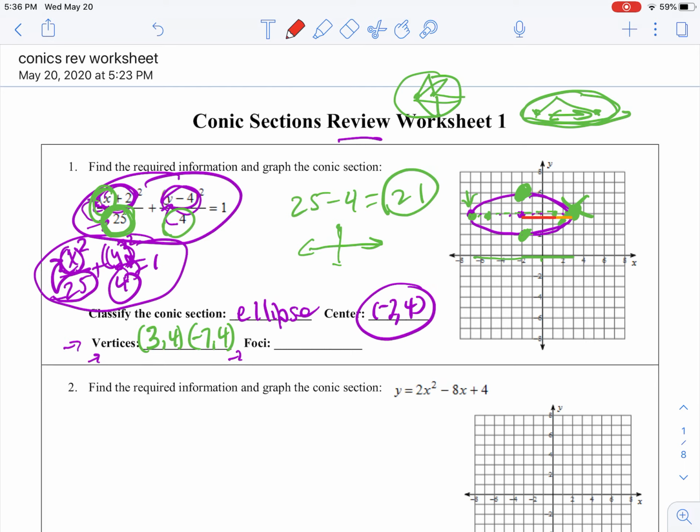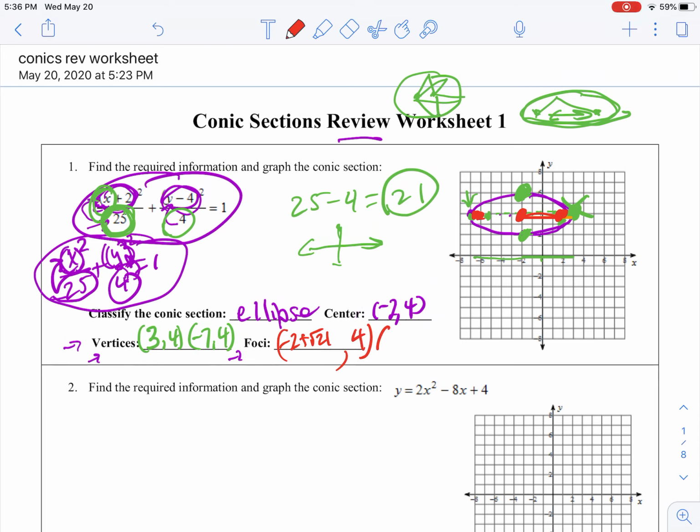1, 2, 3, 4. It'll be really close to these vertices way out here. So my foci are the 2 dots inside. And if you had to name them, you know that you were at -2, and you counted to the right square root of 21, and you're still up 4.